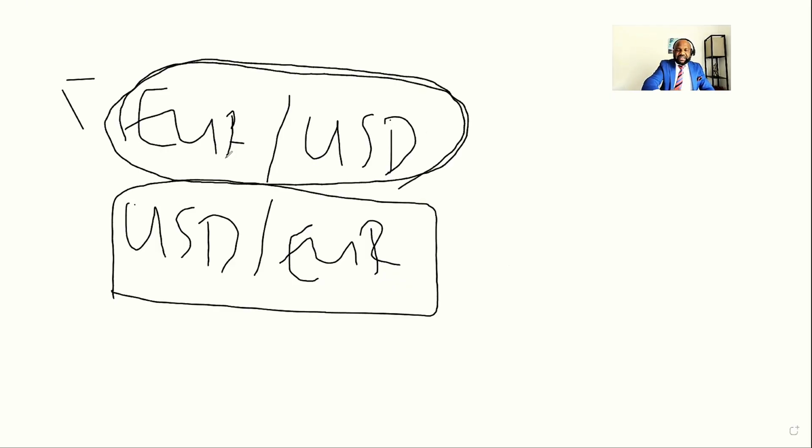It's just a globally accepted standard. It has nothing to do with the value of any of the currencies. It doesn't mean euro is stronger than USD. It doesn't mean USD is lesser than euro. It's just a conventionally accepted way of writing these two pair of currencies.